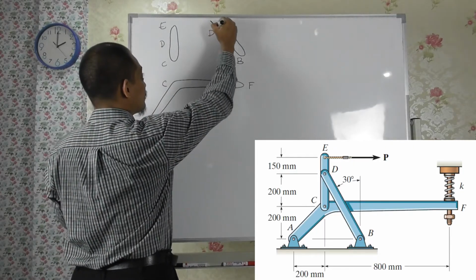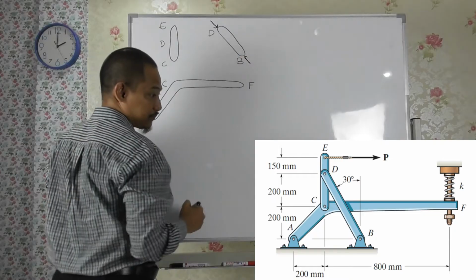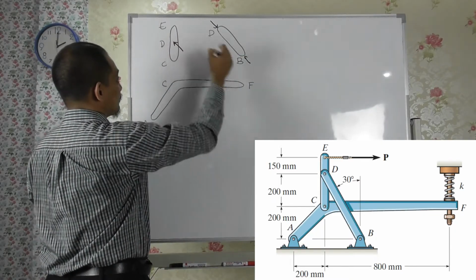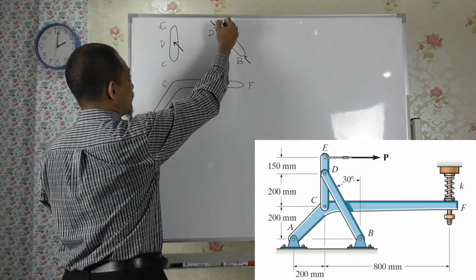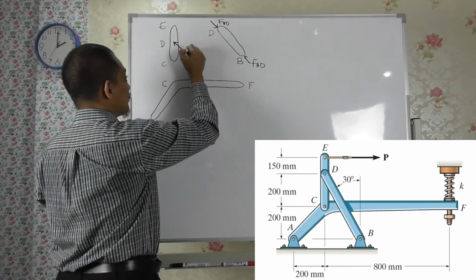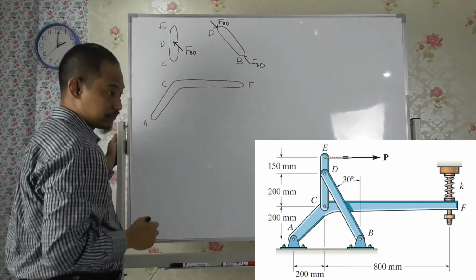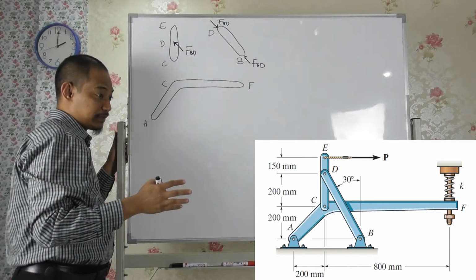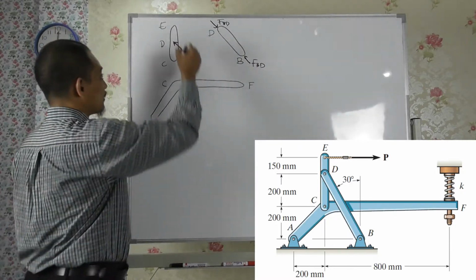Okay, so if I assume it under compression, then the corresponding force here will be like this, right? So let's label this FBD, FBD, this will be FBD. Alright, is there any other two force member? No, right? So other than that, it's just what we have.